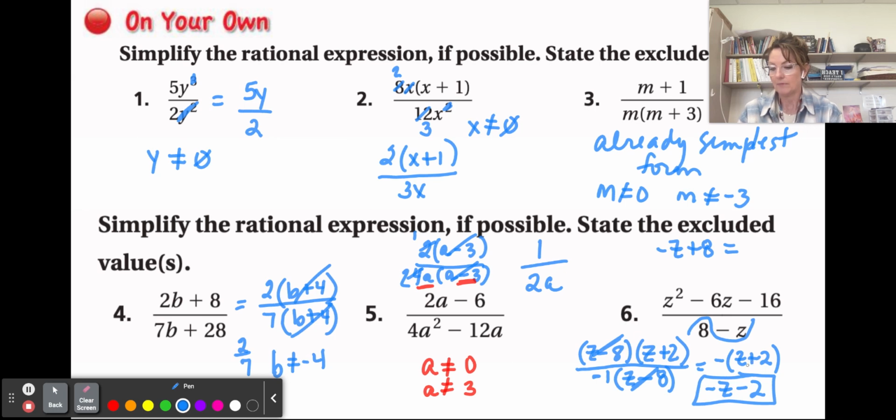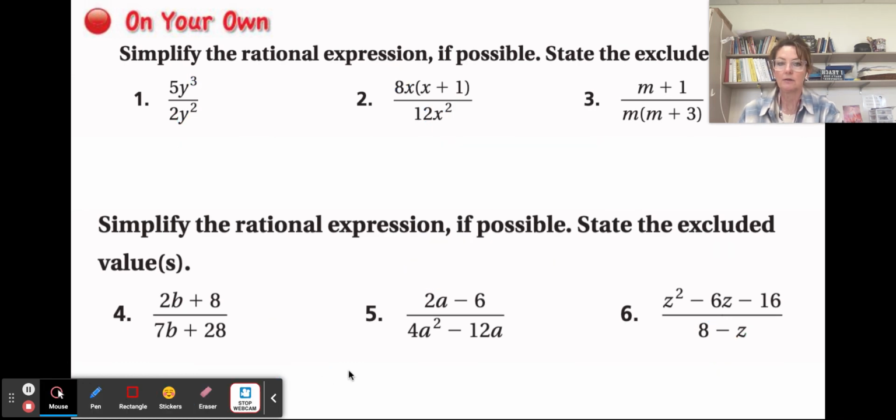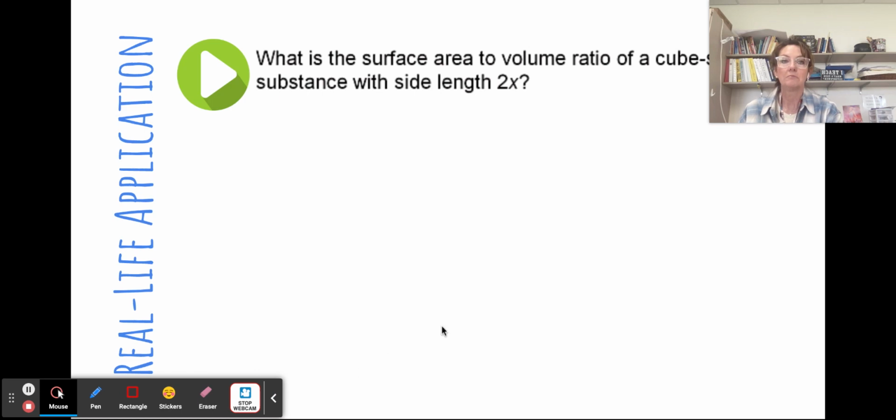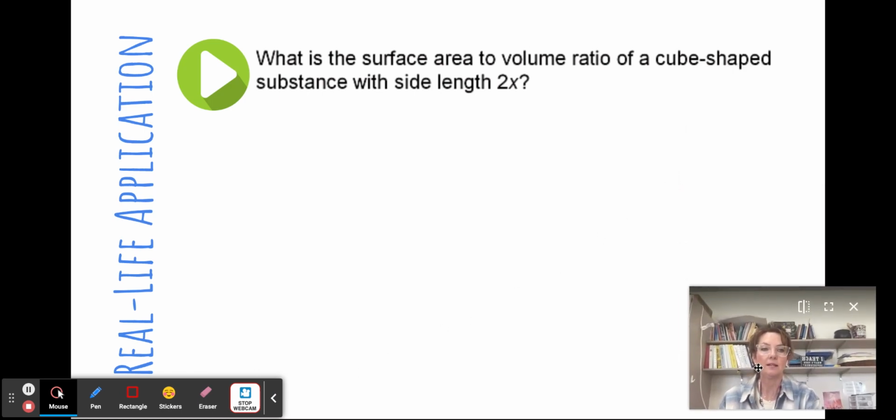Okay, now what I'm going to do is write my excluded values. And when I'm looking at my excluded values, I have z minus 8. There's no variable here. So z cannot equal 8. That's the only one that's excluded because I cannot have 0 here. So 8 minus 8 would make that a 0. Okay, so pause the video if you need to. I'm about ready to clear it. Move this out of the way.